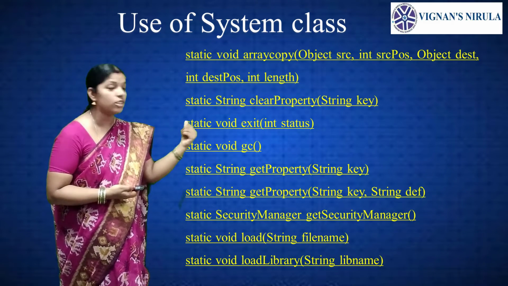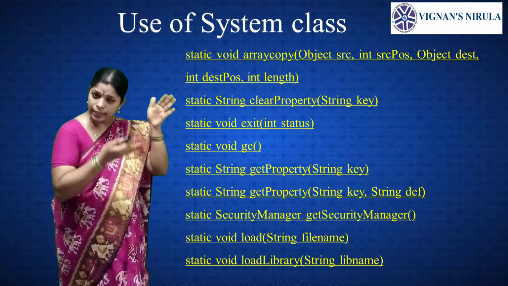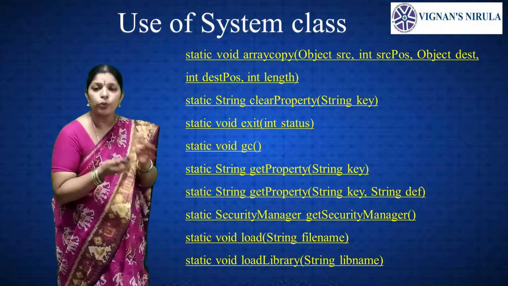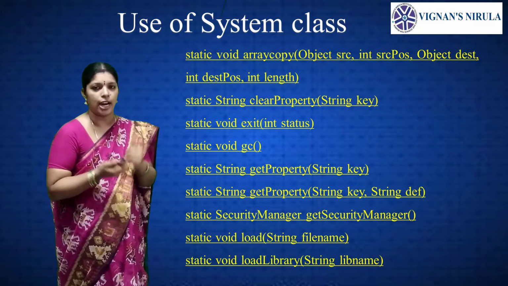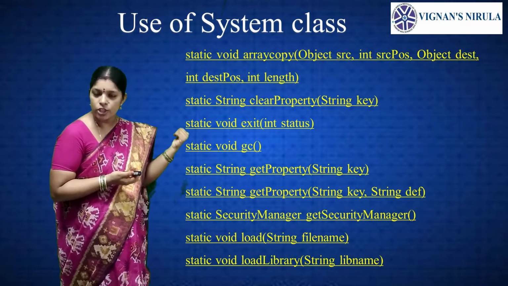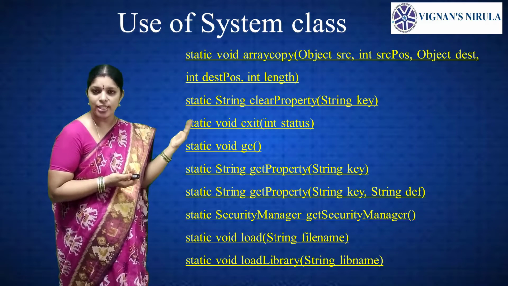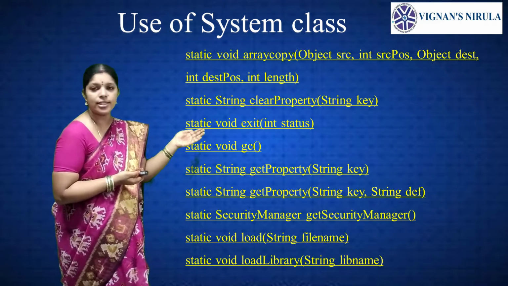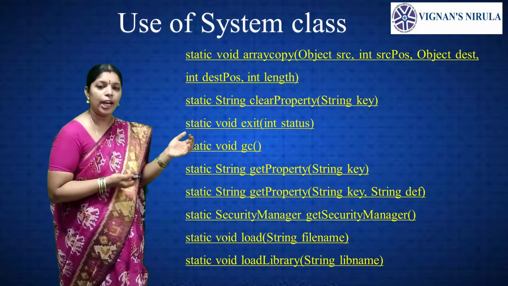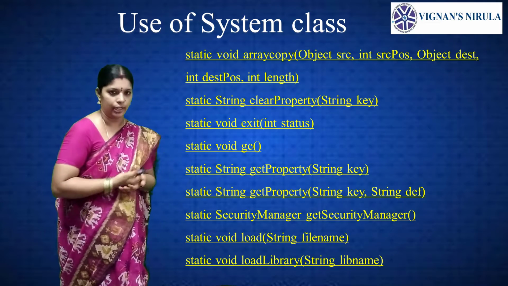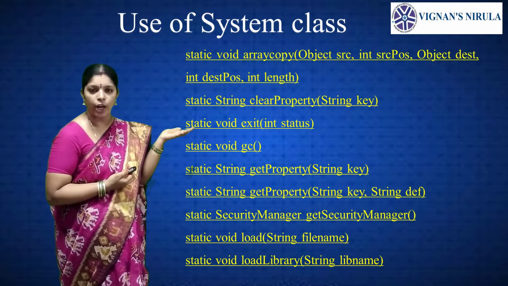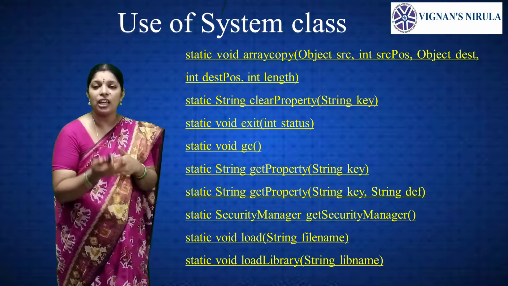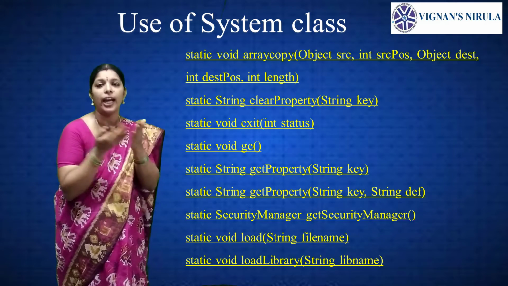Next, int srcPos: in that array, what is the specified position where we want to start? Next, the destination object: what is the specified destination array? And what is the destination position? And what is the length? By using static void arraycopy, we are copying the elements from one array to another array.